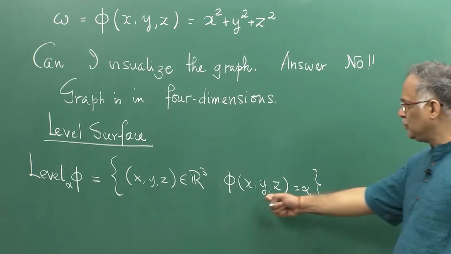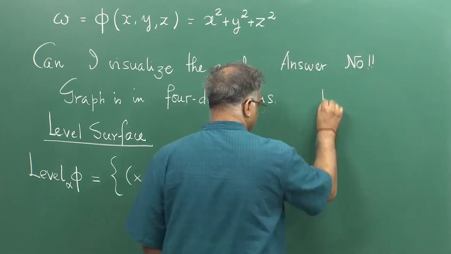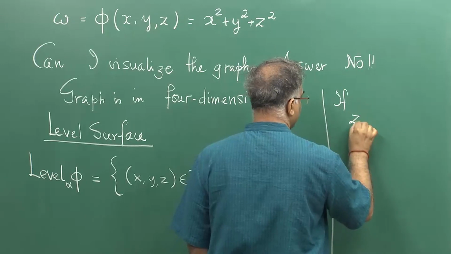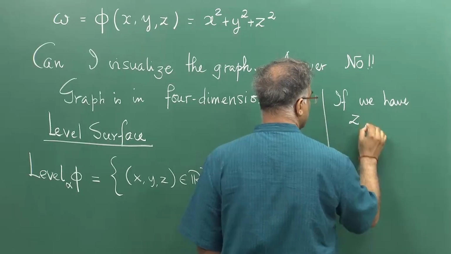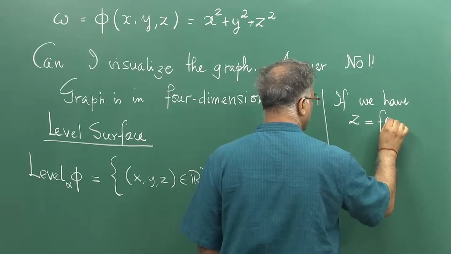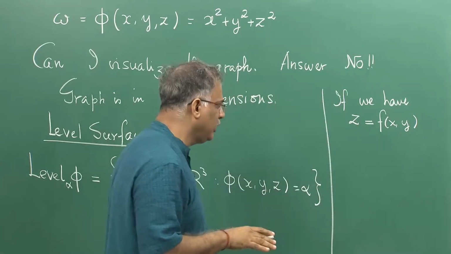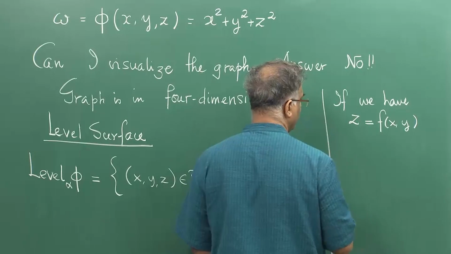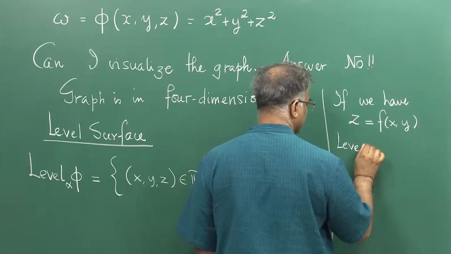If I had a function of 2 variables, z equal to f of x, y, then we will call it a level curve. So whatever is in 3 dimensions, I can see it in 2 dimensions. I can get a feel of that in 2 dimensions. So we will have a level curve instead.